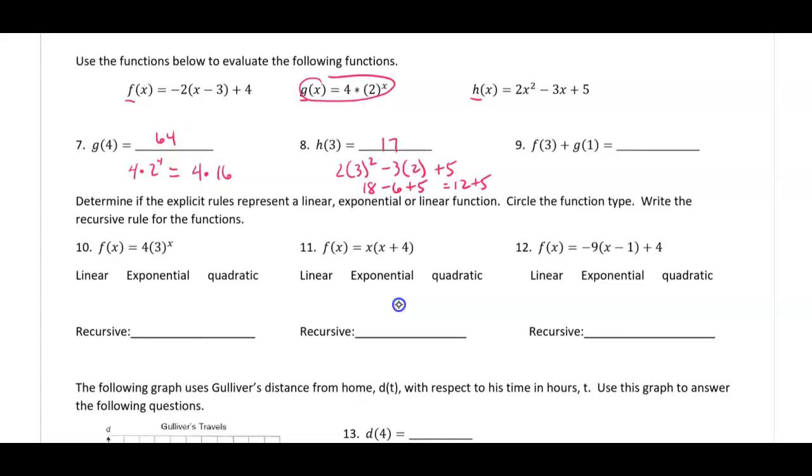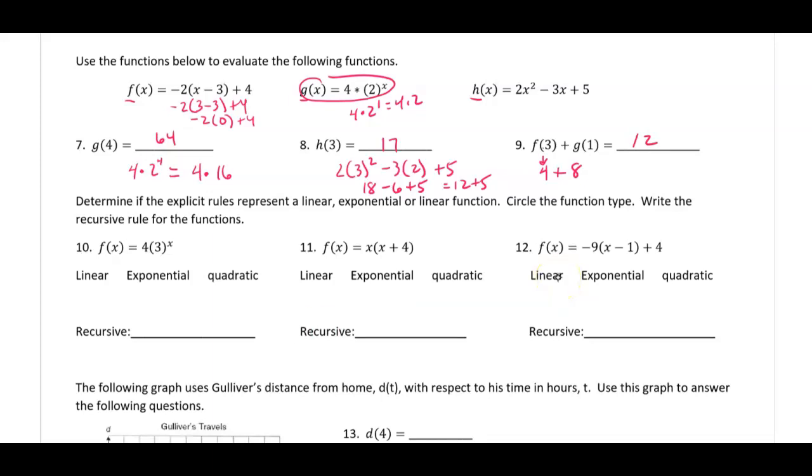Now, if I evaluate f of 3 plus g of 1, first thing I'm going to do is evaluate f of 3. If I do that, negative 2 times 3 minus 3 plus 4 gives me negative 2 times 0 plus 4, which is 0 plus 4. That would give me 4. Plus g of 1. Well, 4 times 2 to the 1st power gives me 4 times 2, which is 8. 4 plus 8 is 12.